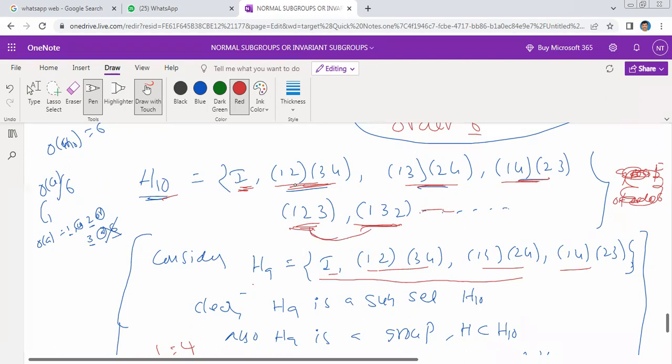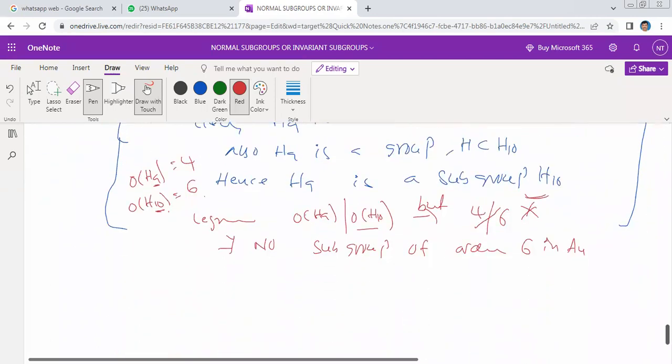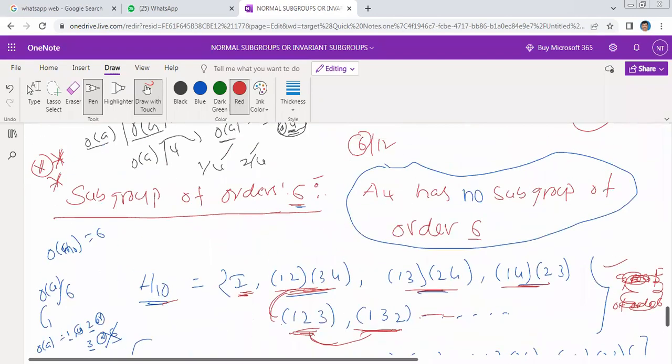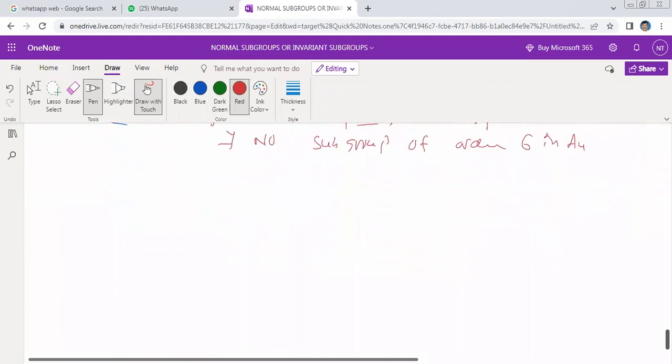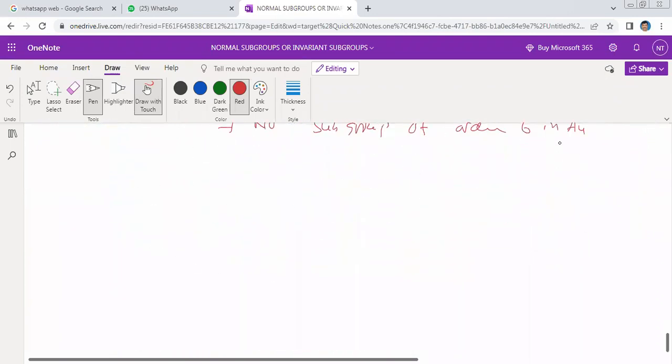Possibilities is if you multiply these two, in case of these two we get another element. Yes, that's the major problem. If you multiply 1 2 3 4 and 1 2 3, we get 1 4 3 2 like this. So right, you are correct. Yes sir. So ఇక్కడ ఏమైంది, subgroup of order 6 is failed. So A4 has no subgroup of order 6.